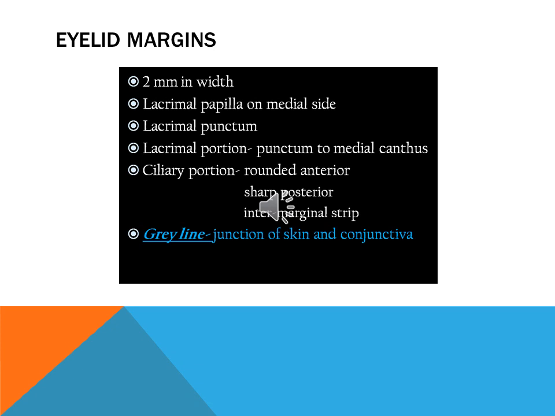The grey line of the skin and the conjunctiva is the line between the orbicularis oculi and the meibomian glands. This area is important to identify during surgical procedures, because into this area we inject local anesthetics or other drugs, so that the spreading of the injected material will be good.